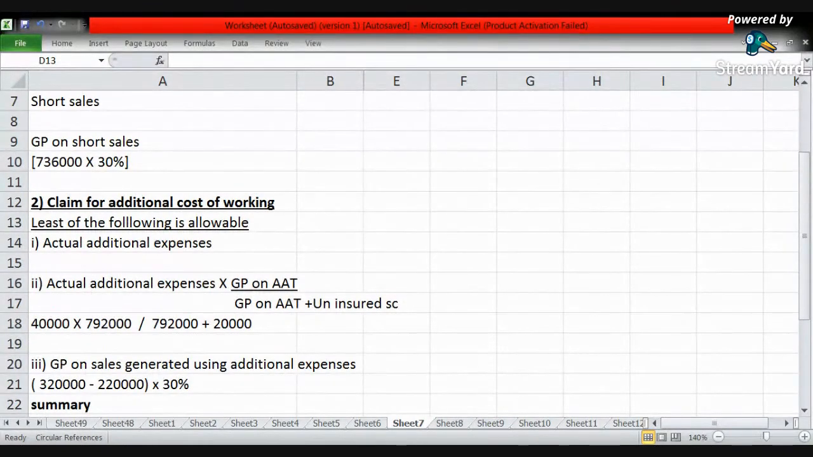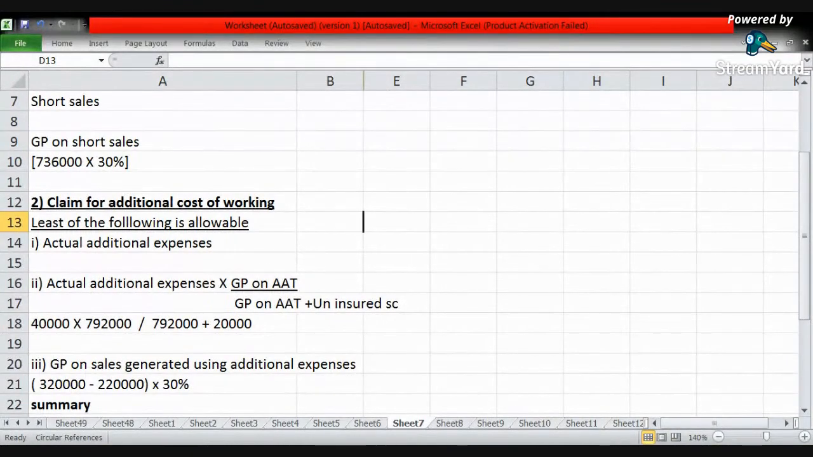In the working note, first is the GP rate. How to calculate gross profit: net profit plus insured standing charge. That's your gross profit. What is the GP rate? Gross profit divided by previous financial year sale. This is not annual turnover. Gross profit divided by previous financial year sale into 100. That is your GP rate formula.